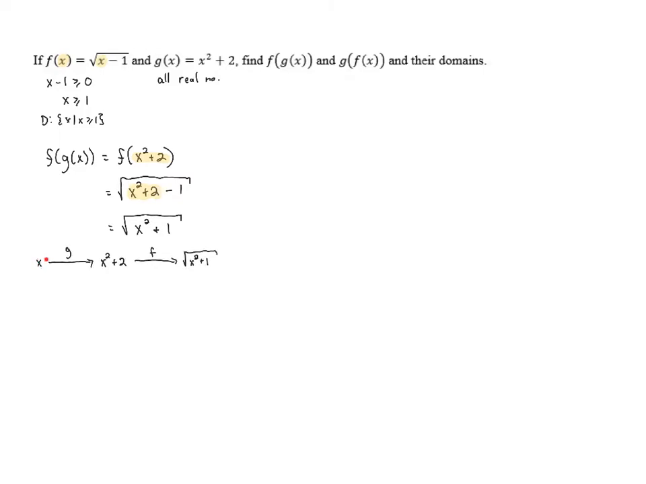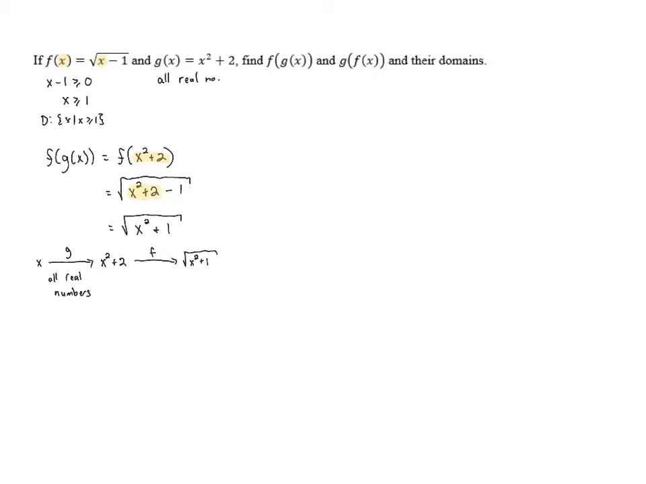Now, we need to make sure that x is in the domain of g, and that x squared plus 2 is in the domain of f. Because the domain of g was all real numbers, we don't have any problems substituting an x because all values will work. But things are different when we look at f. Remember, with f, we needed the input to be greater than or equal to 1. The domain of f is that the input has to be greater than or equal to 1.